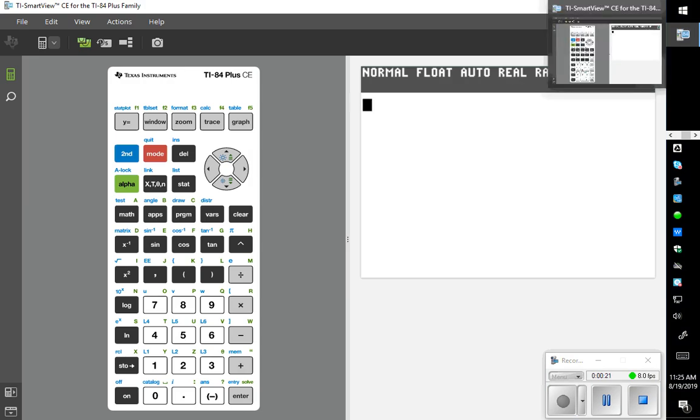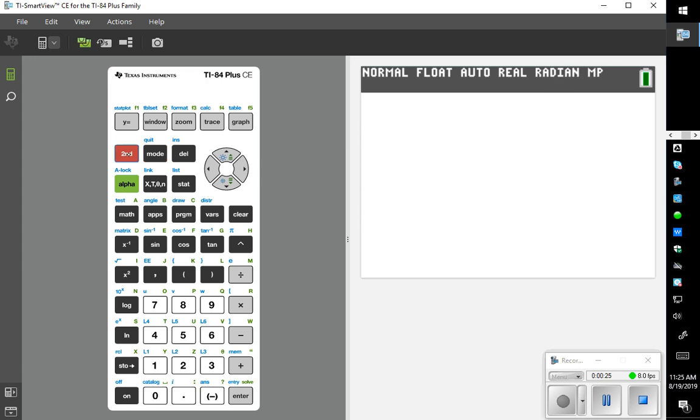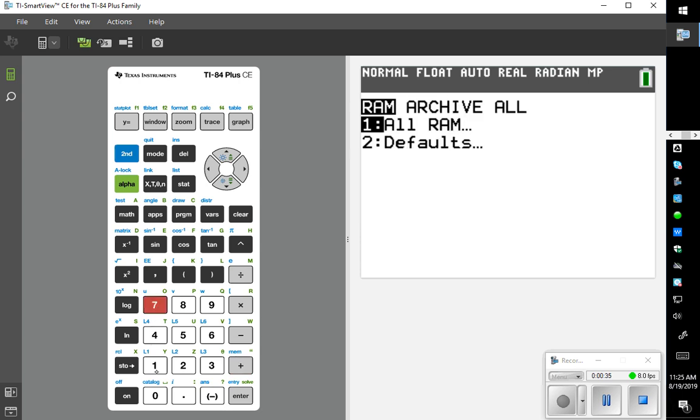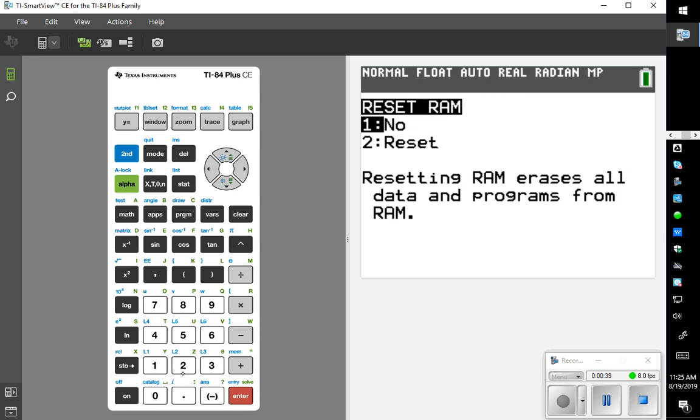And it's a good idea to clear the memory before we begin the problem. So that again is to press second, memory. So second plus takes you to memory. And then number 7 for reset. And then enter for all RAM. Number 2, reset.